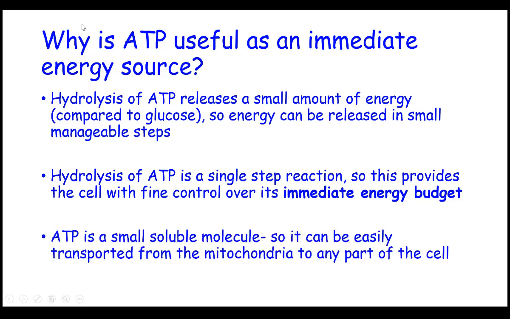ATP is a small soluble molecule, which means it can be easily transported from the mitochondria, which is where it is synthesized, to any part of the cell. Now, we're going to look at all the different processes that involve ATP. So this last step basically means that because ATP is so small and it's soluble, it can be easily transported from the mitochondria to anywhere it is needed. So here's all the different processes that require ATP.